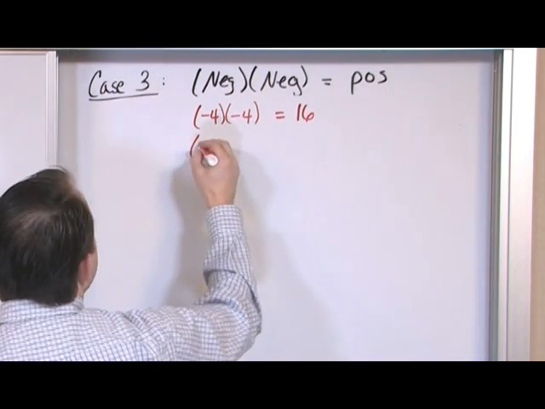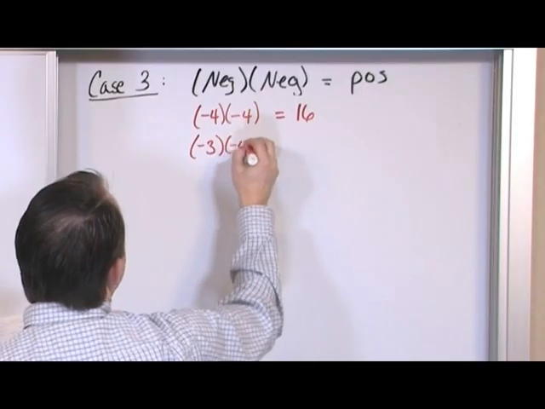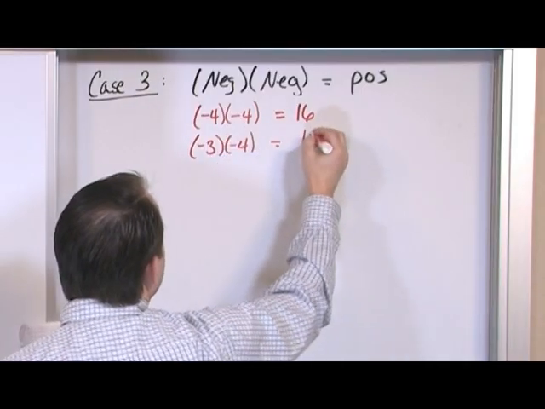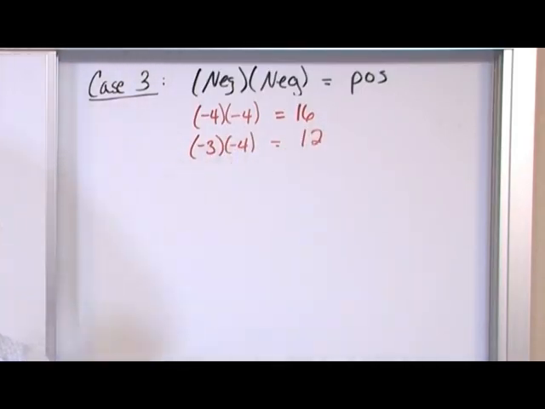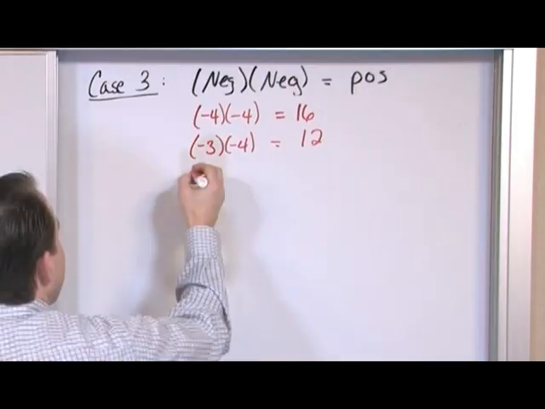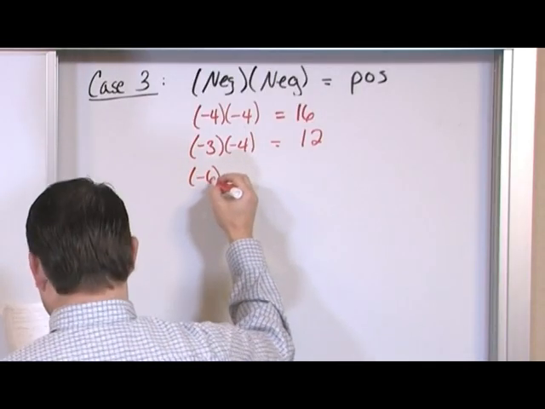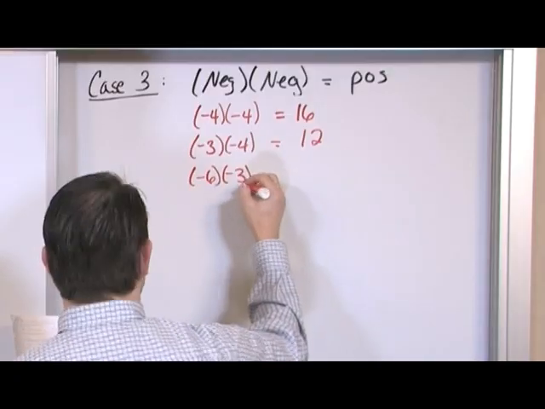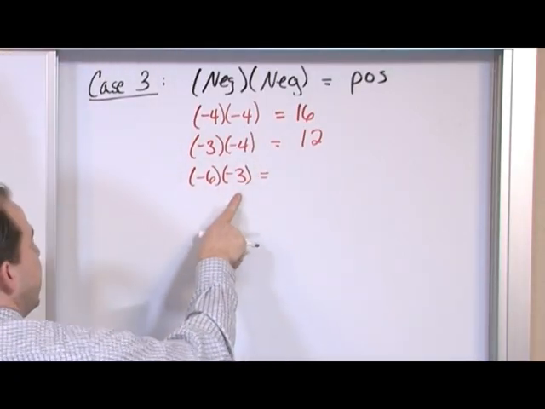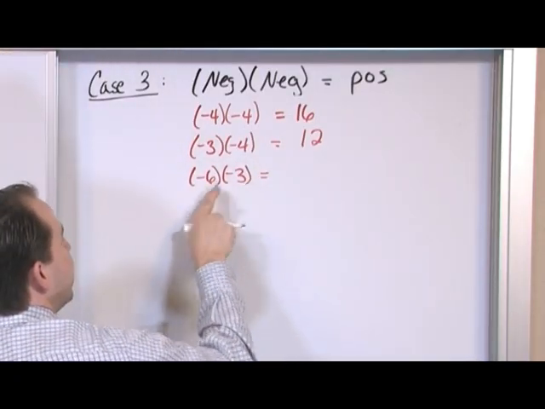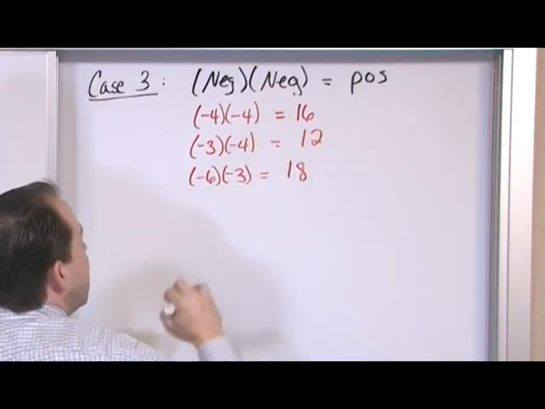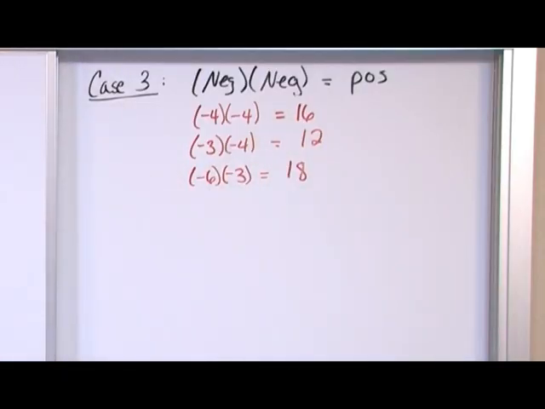What if I have negative 3 times negative 4? Well, 3 times 4 is 12, and the answer is positive because both of those are negative. And what if I have negative 6 times negative 3? That's going to give me 6 times 3, what, 18? And because both of these are negative, it's going to be a positive 18. So you see, it's really not hard to multiply integers together. It's actually much easier than adding and subtracting.